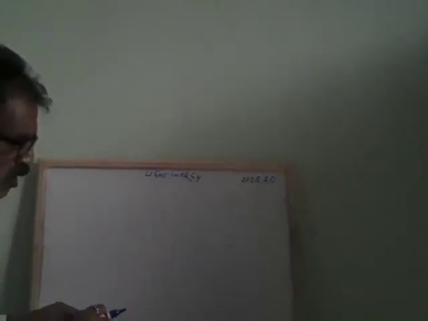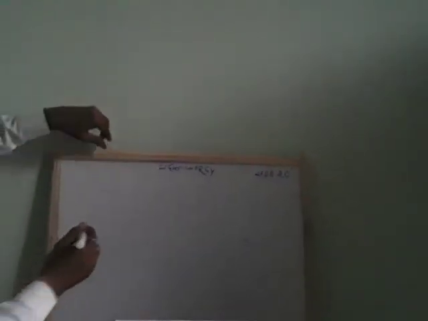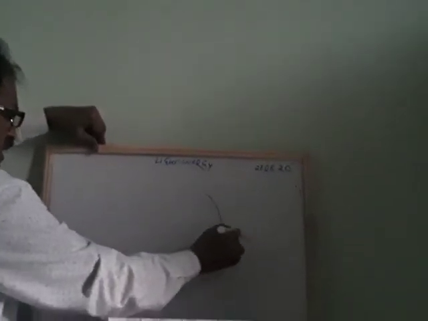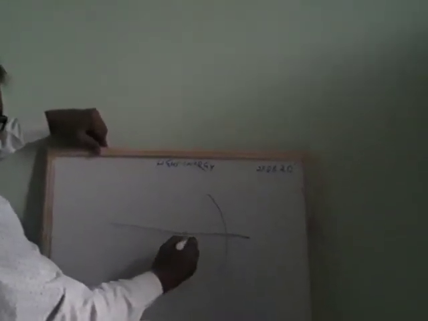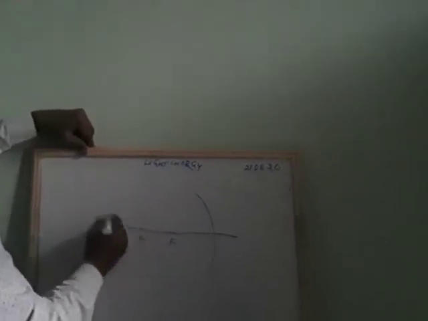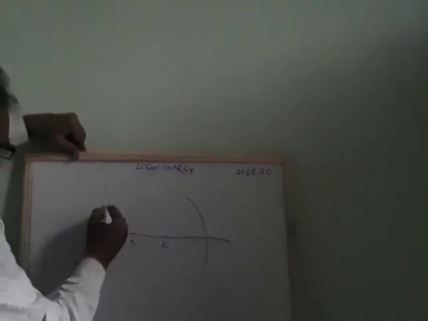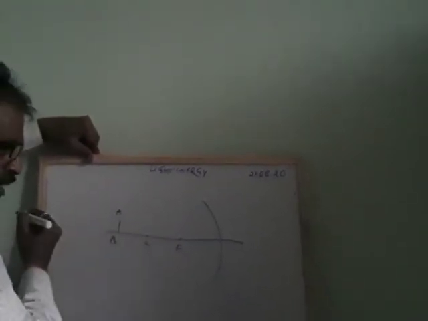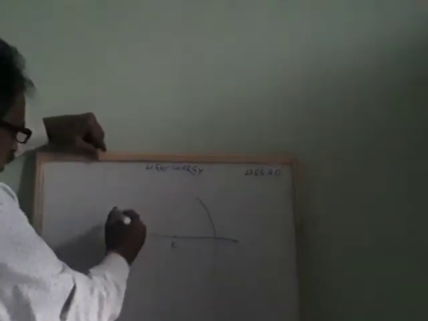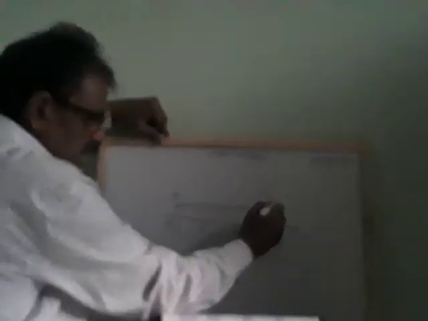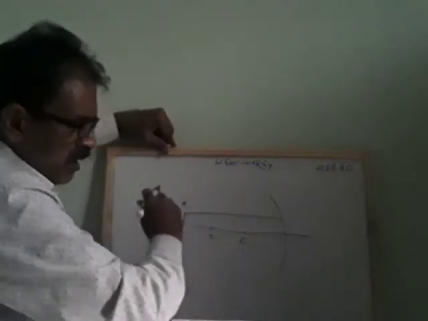Next, what happens when you keep the object beyond C? You are keeping the object far from C. This is F, this is C, and here we are keeping the object. This is A, this is B. What happens here? Same case. The ray passes through here, and another ray passes through the principal focus. This is one way.